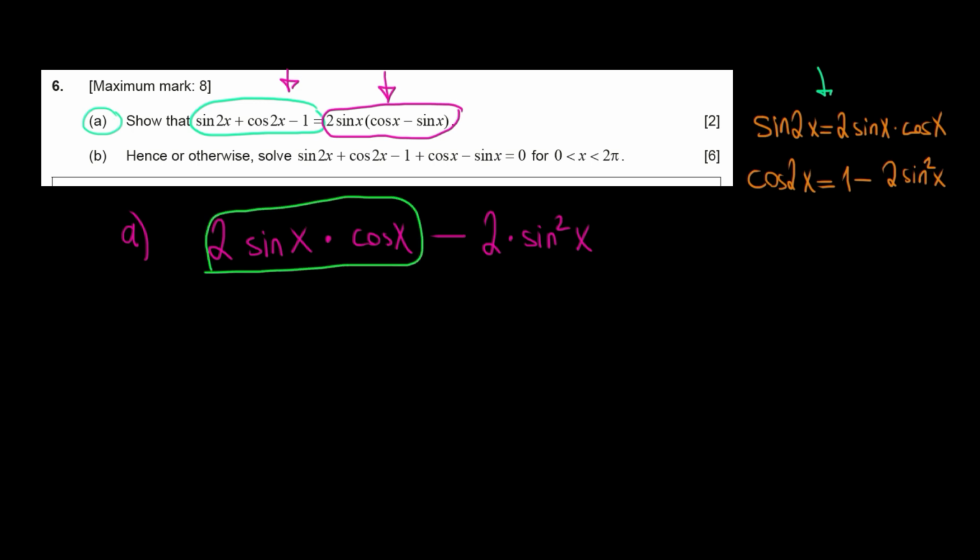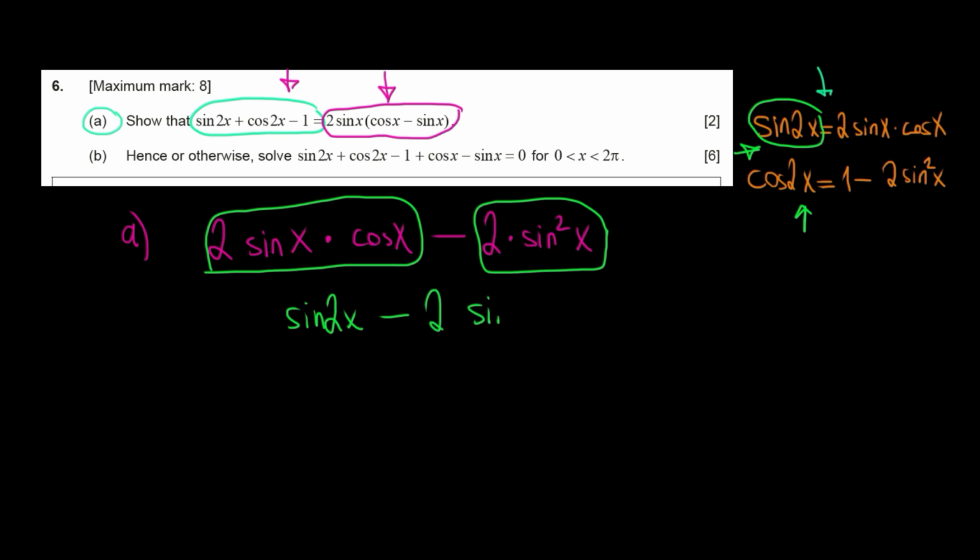This, according to the formula, is just sine of 2x. So I'm just going to write that. Sine of 2x minus this thing is close to here, right? It's almost cosine of 2x. So I'm actually going to do that. I am going to write minus 2 sine squared x, but then to make it equivalent to cosine of 2x, I have to have 1 as well, a positive 1.